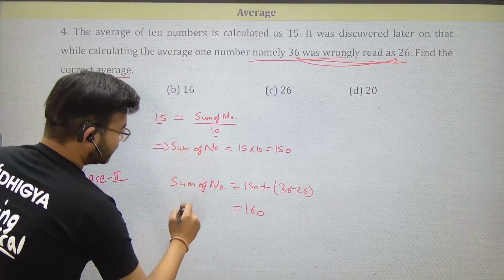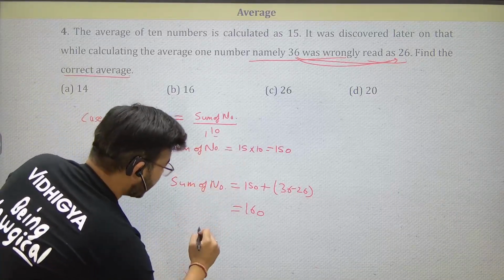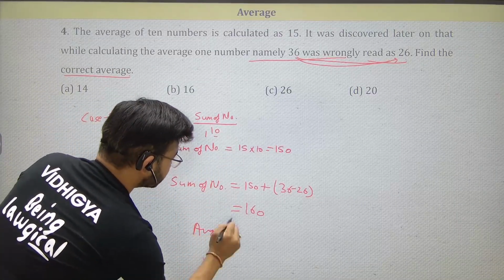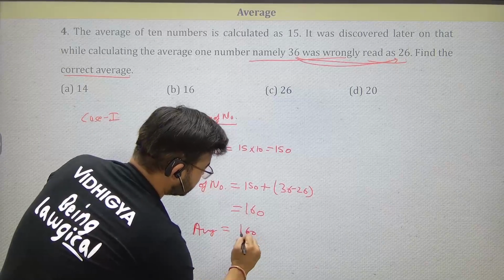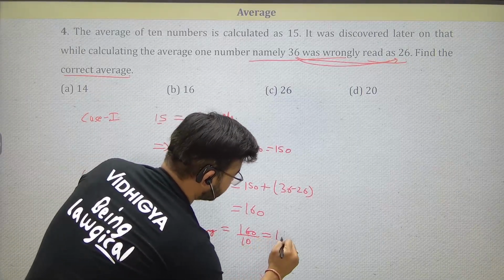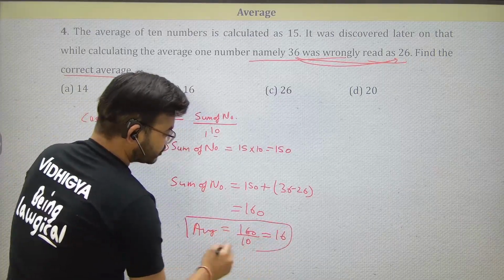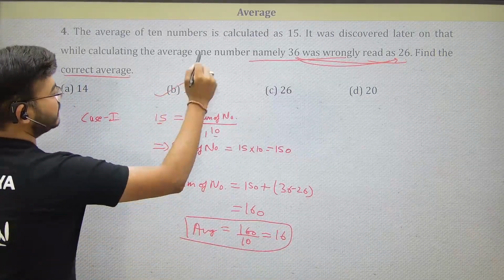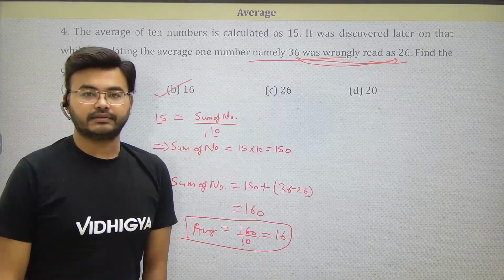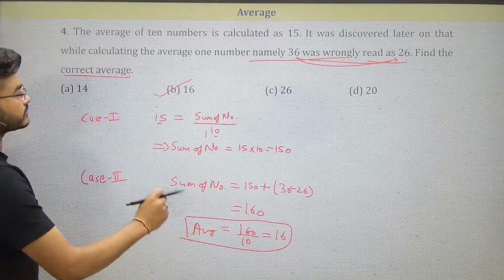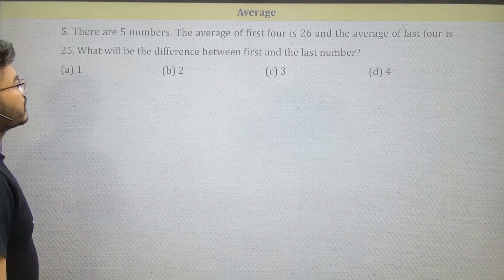The total numbers are 10 only. So the average will be equal to the sum of the numbers, that is 160 divided by 10. So that will come out to be 16. So this is the original average which should have been calculated. So answer will be B, 16. Okay. Next.